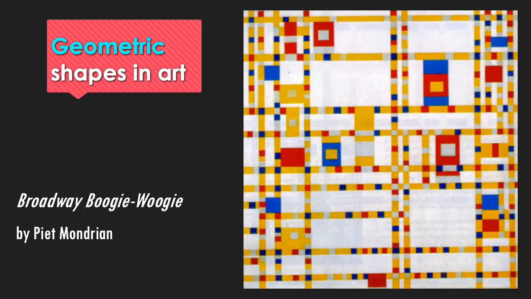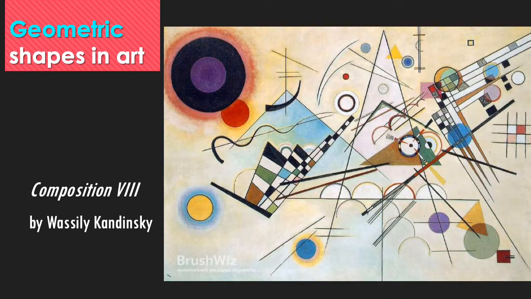Here's a few examples of geometric shapes in art. This one by Mondrian, called Broadway Boogie Woogie, you can see is made up of lots of squares and rectangles. In this painting by Kandinsky, you can see there's lots of geometric shapes. We have triangles, we have circles, we have rectangles and squares, and we could measure most of these shapes.